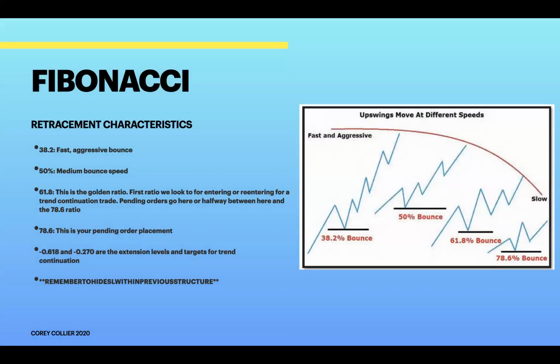All right. So, again, the negative 618 and the 270 are our extension levels and targets for trend continuation take profits. Okay. Down here says, remember to hide your stop loss within previous structure. I'll cover that later. But what I want you guys to take away from this picture is notice the difference in the bounce speed from the different retracement levels.